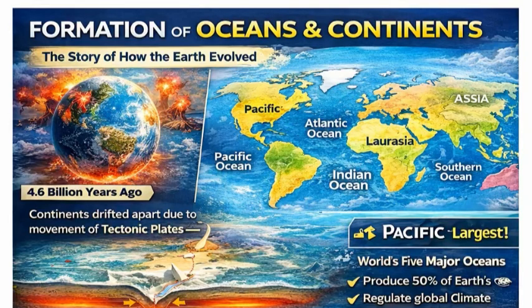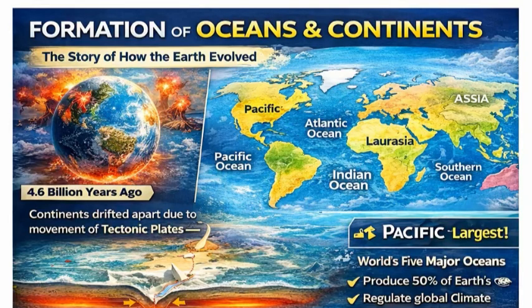So now let's look at the 5 major oceans of the world. The Earth is often called the blue planet because nearly 71% of its surface is covered by water. Most of it is found in the oceans. The 5 major oceans are, one, the Pacific Ocean. The Pacific Ocean is the largest and the deepest ocean in the world. It covers nearly one-third of the Earth's surface.